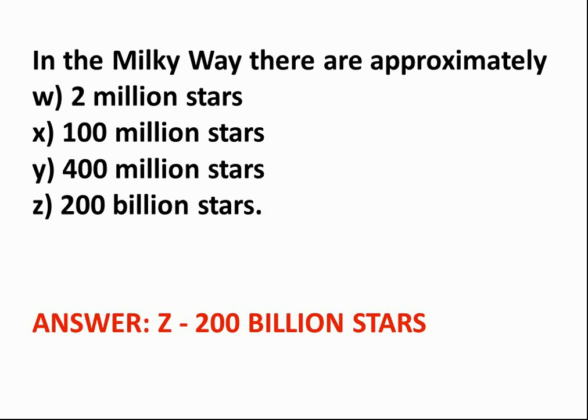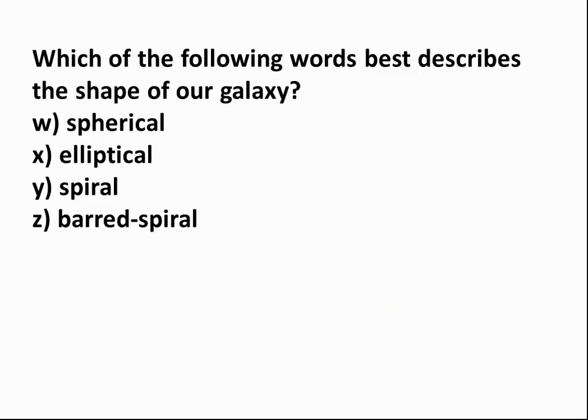Answer: Z. 200 billion stars. Which of the following words best describes the shape of our galaxy? W. Spherical. X. Elliptical. Y. Spiral. Z. Barred spiral.